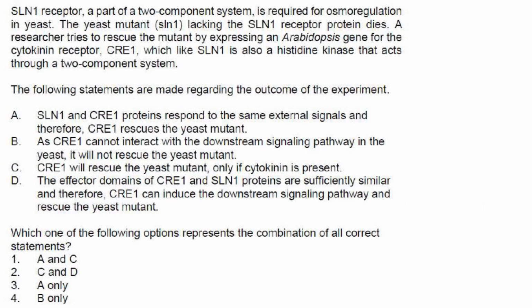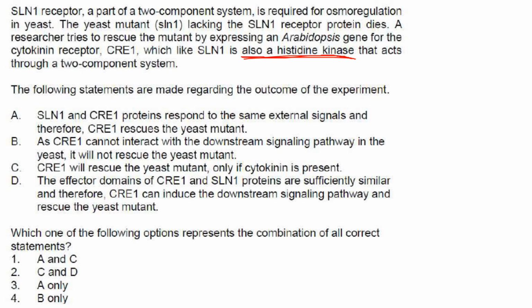Then next one. SLN1 receptor, a part of a 2-component system, is required for osmoregulation in yeast. Now forget about the 2-component system. Just remember SLN1 is required for osmoregulation. A yeast mutant lacking the SLN1 receptor protein dies. So a researcher tries to rescue the mutant by expressing an Arabidopsis gene for the cytokinin receptor CRE1, which like SLN1 is a histidine kinase that acts through a 2-component system.